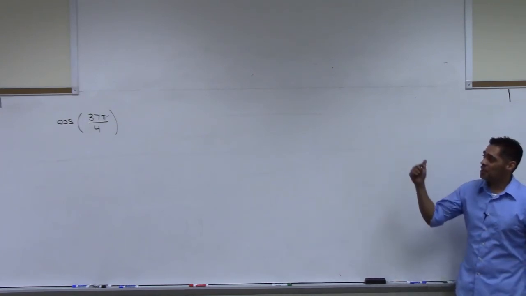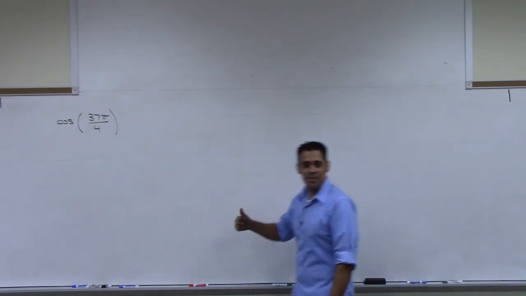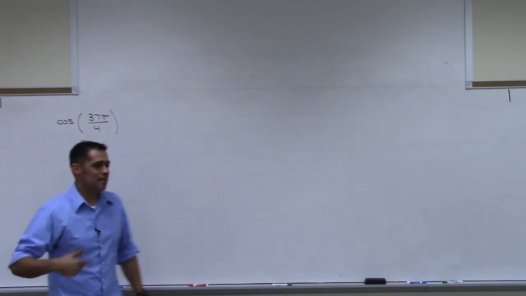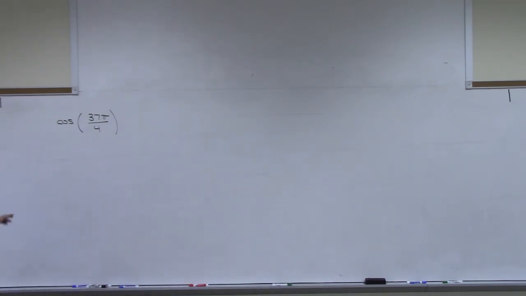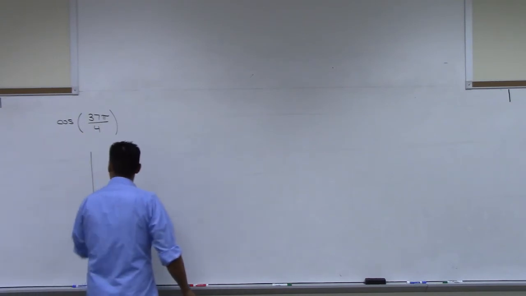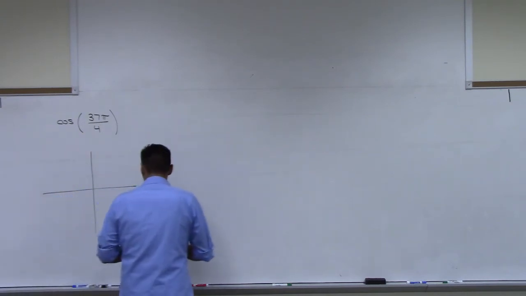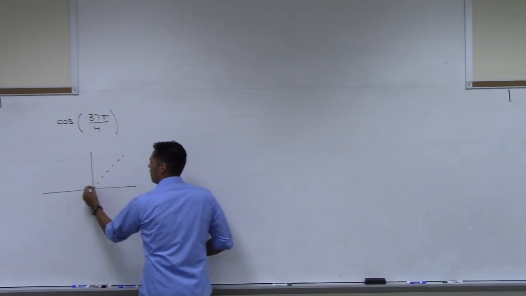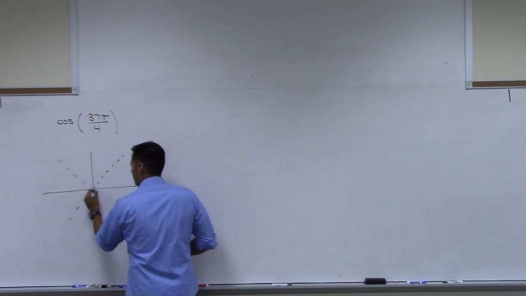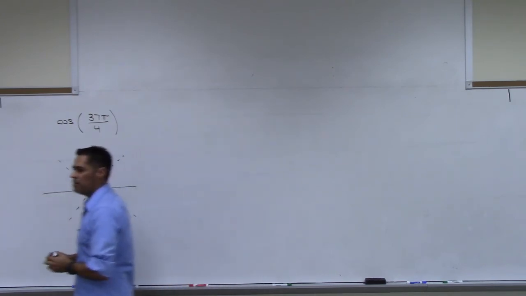Now, that means that you're going to have to count around 37 times, right? You could do that? I'm going to do it that way first, and then I'm going to do it a different way afterward, all right? But 37 pi over 4. So here's pi over 4 here. These are them, right? I can count around.